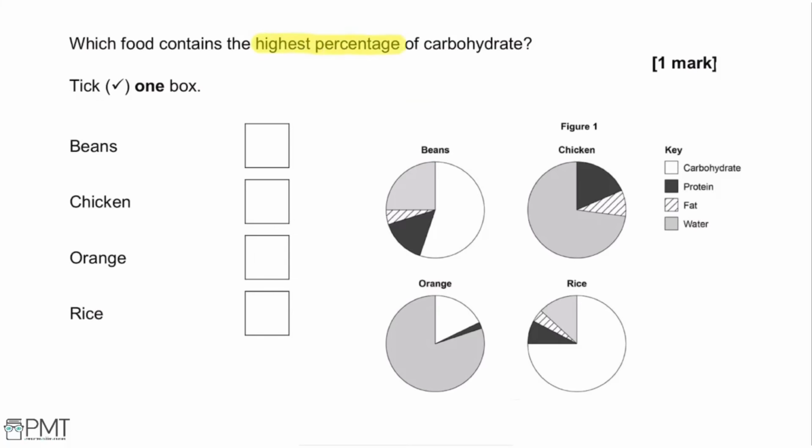Which food contains the highest percentage of carbohydrate? Tick one box. So if we have a look at our key, the top one is the carbohydrate, so that's the area without any pattern. And we can see that the beans and the rice both have quite large areas without the pattern. So the rice is about 75%, it's about 3/4 of that entire circle, whereas the beans is just over 50%. So we can say that rice is the one with the most carbohydrate.